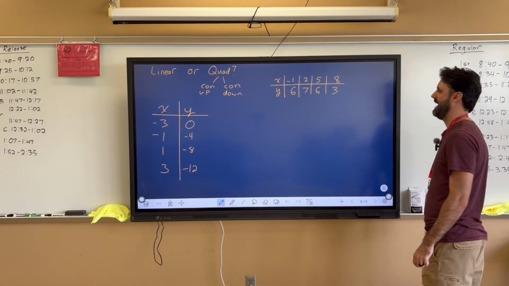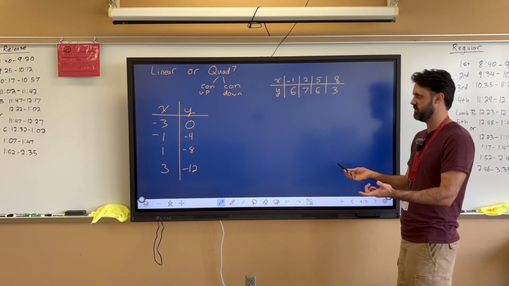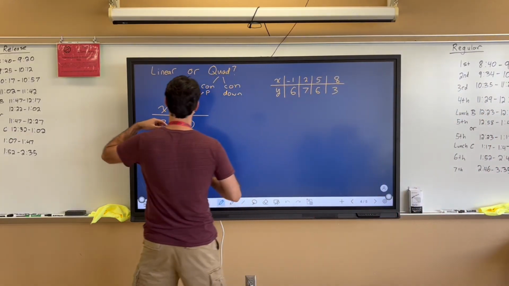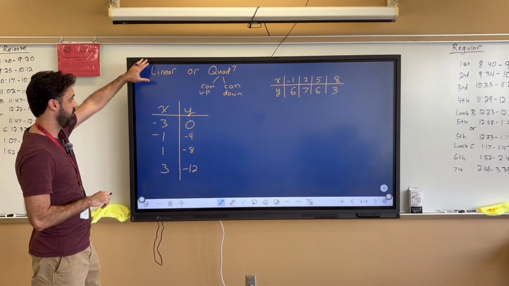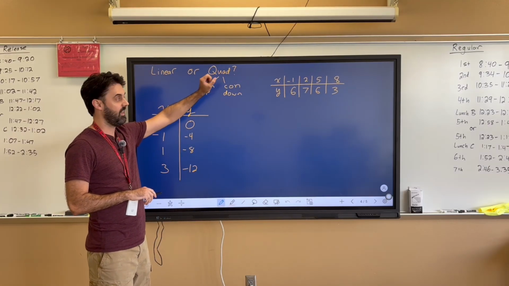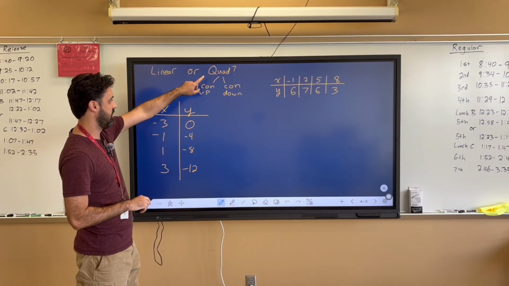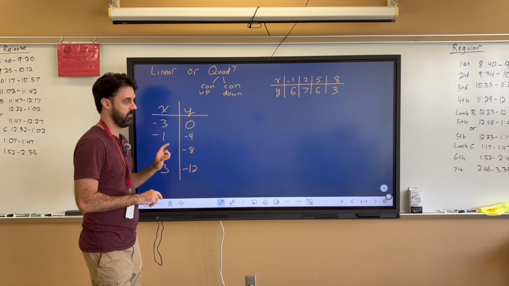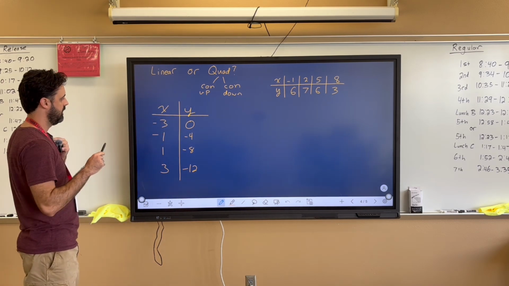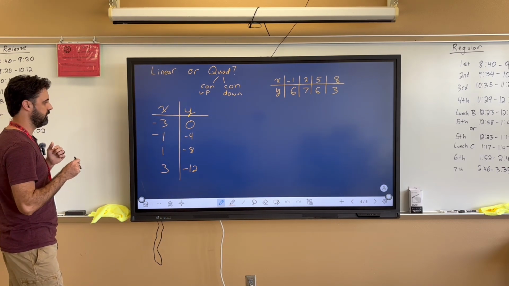All right, so let's look at a couple tables, and we're going to try to determine first, is it a linear function or a quadratic function? And then if it's quadratic, is it concave up or is it concave down? All right, so I've got two different tables here. So let's just double check first.